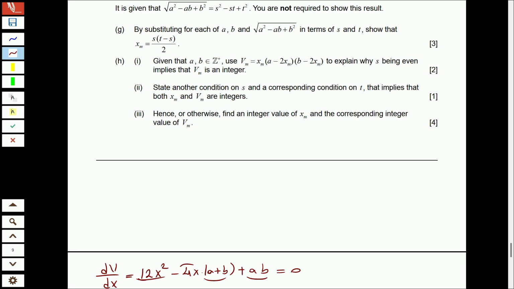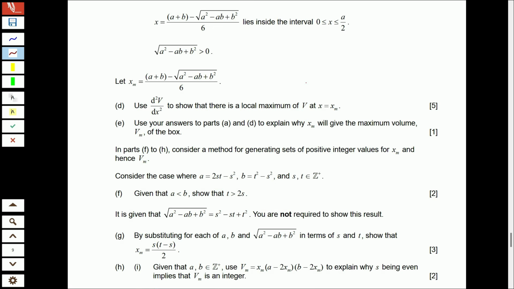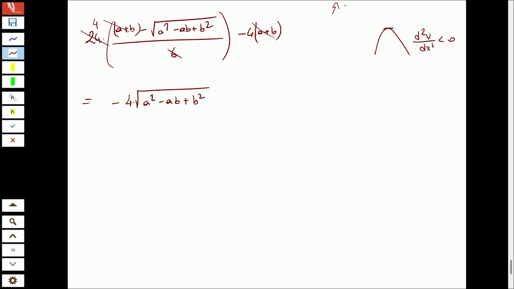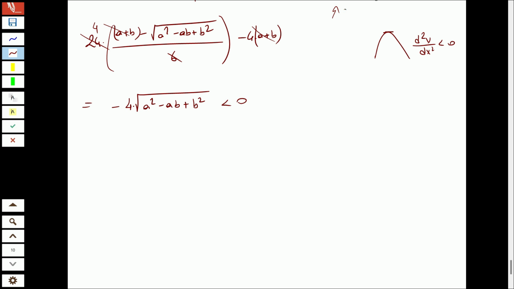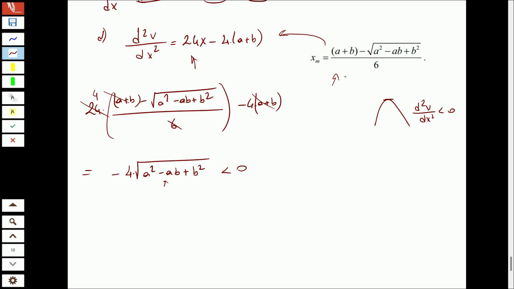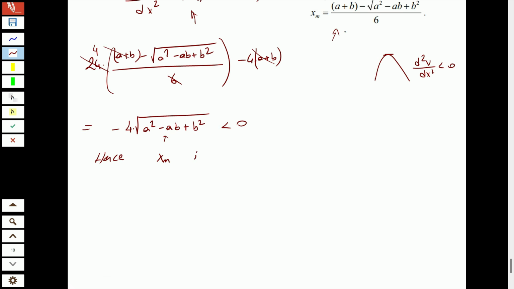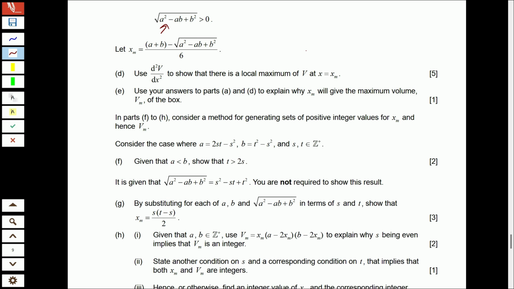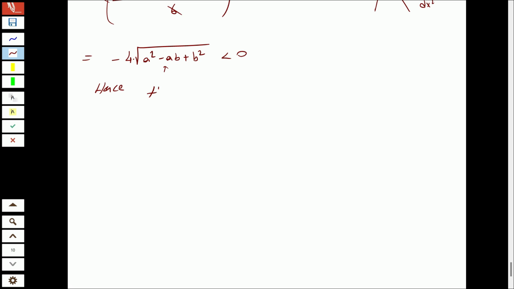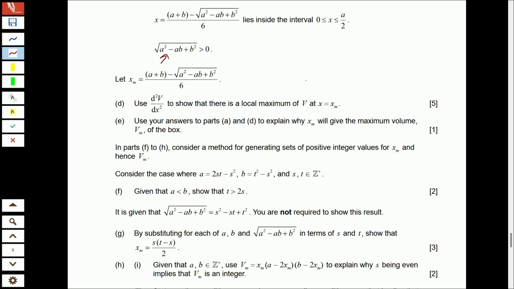And it's given that this expression, the square root of, will be greater than 0. So in this case, this expression, minus 4 times the square root of, will be less than 0. Hence, our goal, there is a local maximum at the point x equals x sub m. Okay. Use your answer to parts A and D to explain why x sub m will give the maximum volume v sub m of the box.